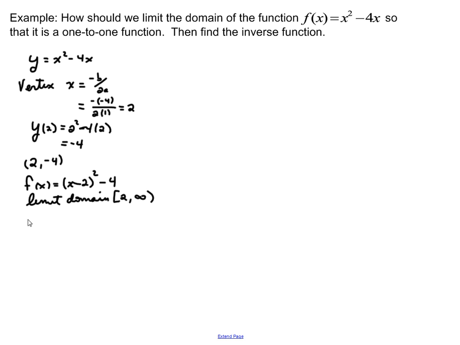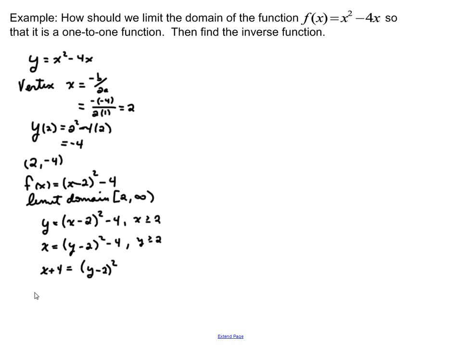So now, if we want to find our inverse, we solve for y. And let's go ahead and take advantage of our newly completed square right here: y equals x minus 2 squared minus 4. We're going to switch x and y. In this case, x is greater than or equal to 2, so that means x equals y minus 2 quantity squared minus 4, such that y is greater than or equal to 2. Right? Now we solve for y, so x plus 4 is equal to the quantity y minus 2 squared.